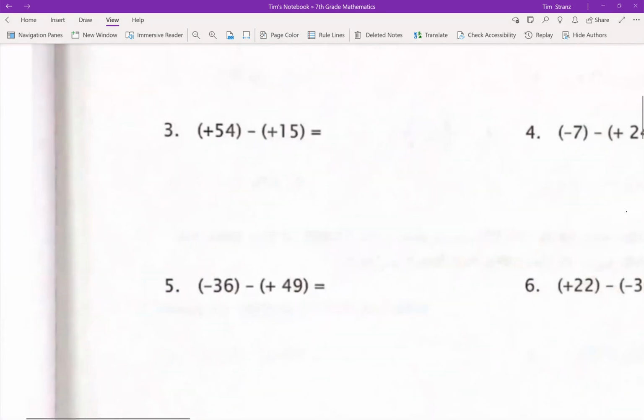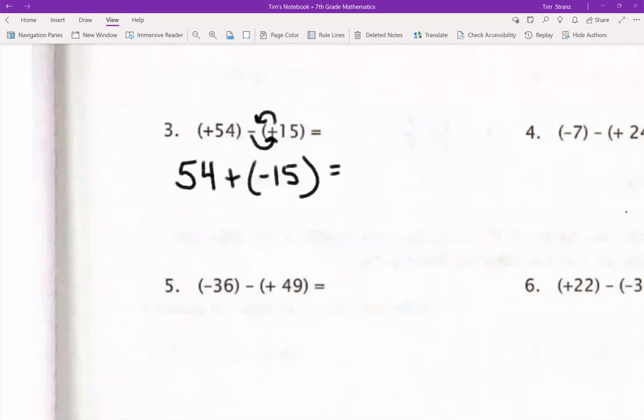Okay, number 3, we got 54, minus a positive 15. So if I'm going to change this into an addition problem, when we're subtracting a positive, we're really just going to flip the signs. Okay, so it's going to become a positive, negative 15. Okay, and so when we do that, 54 plus a negative 15 really becomes 54 minus 15. You could say the same thing. So 54 plus a negative 15, you're going to have a positive 39.